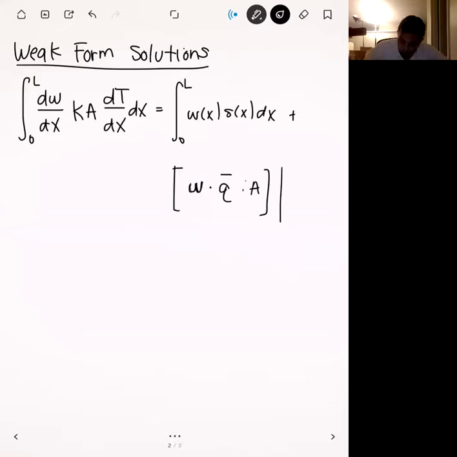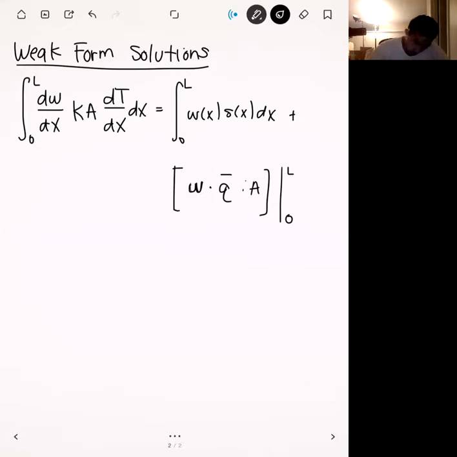In particular, I think the easier form is to have this evaluated from 0 to L, because those are the bounds of our domain. Always, we're only going to evaluate this last term at a single location of our boundary, where the natural boundary is. Depending on whether the natural or Neumann boundary is on the left side of the domain at x equals 0, or on the right side at x equals L, that changes how we evaluate this term.